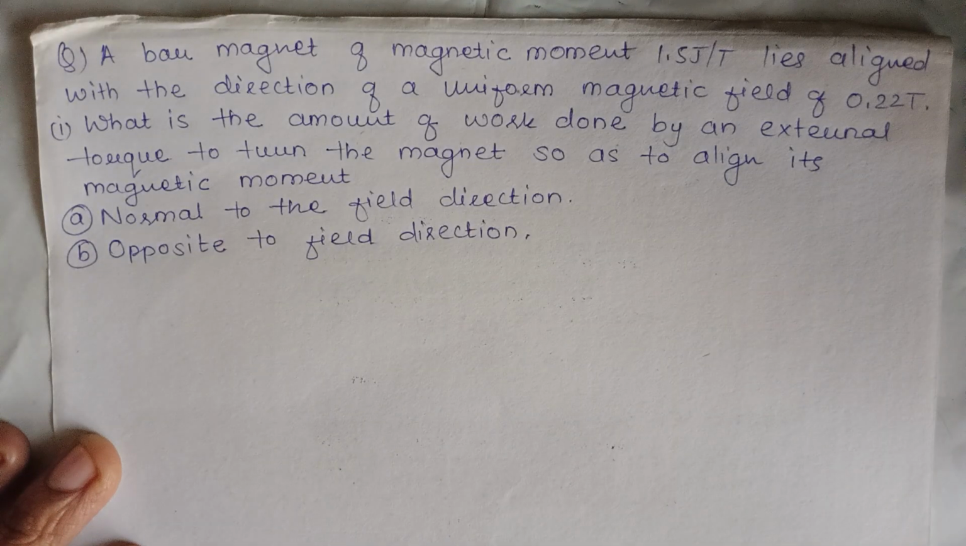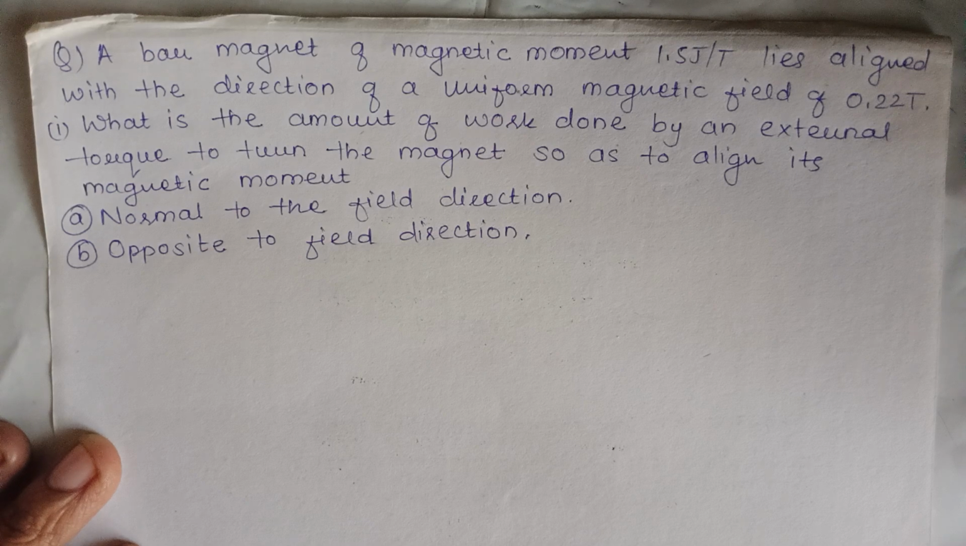Next question. A bar magnet of magnetic moment 1.5 joules per Tesla lies aligned with the direction of a uniform magnetic field of 0.22 Tesla. What is the amount of work done by an external torque to turn the magnet so as to align its magnetic moment normal to the field direction and opposite to field direction?